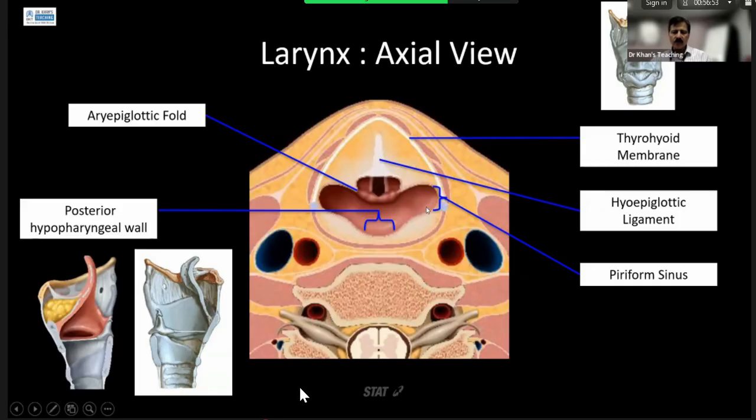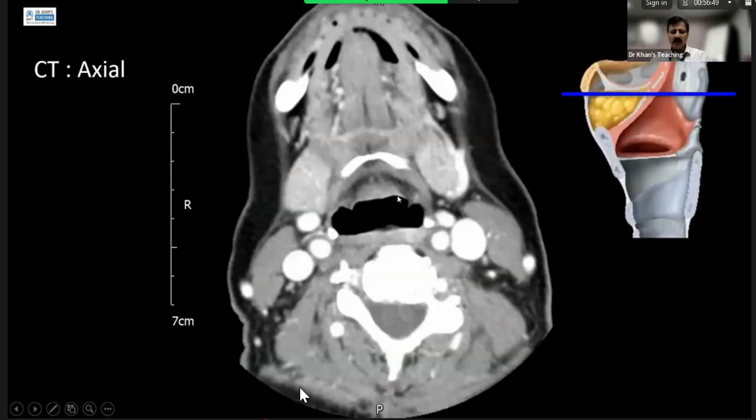The piriform sinus, and the piriform sinus is there. So look at the CT. On this CT, now you can see pre-epiglottic fat. You see this thing? It is passing through the fat. This is the hyoid bone, piriform sinus, piriform sinus. Now this is the aryepiglottic fold. Next slice, we will start seeing it much better.